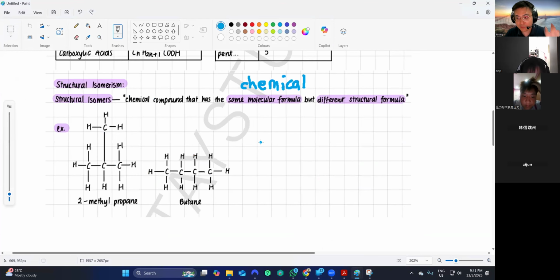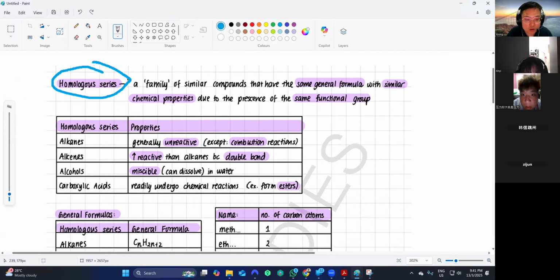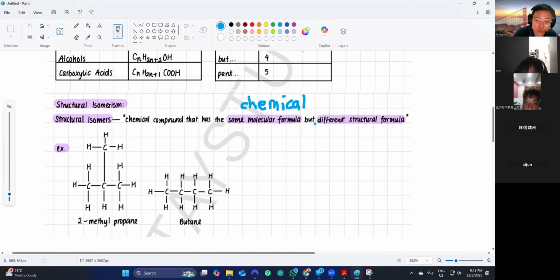All right. So today we want to focus on this chapter, which is hydrocarbon and isomer, under homologous series, which means it is the same family of hydrocarbon, which means they have the same general formula with similar chemical properties because they have the same functional group. But this is the stuff that we have already learned in other lessons. Today, we look at a small part inside this chapter, which is sometimes very confusing, structural isomerism. That means that they have the same molecular formula, but different structural formula.